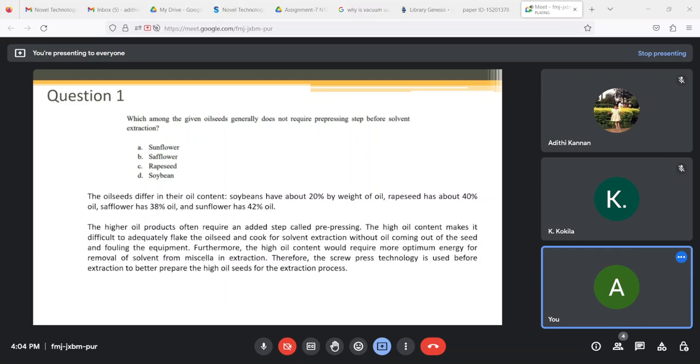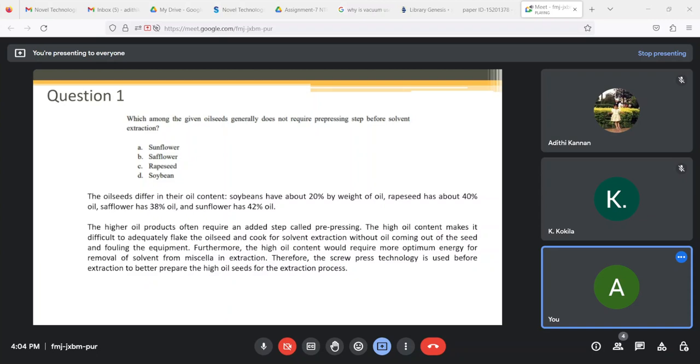So just to summarize, the higher oil products often require an added step called pre-pressing. The high oil content makes it difficult to adequately flake the oil seeds and cook them for solvent extraction without oil coming out of the seed and fouling the equipment. So this is also one of the criteria.